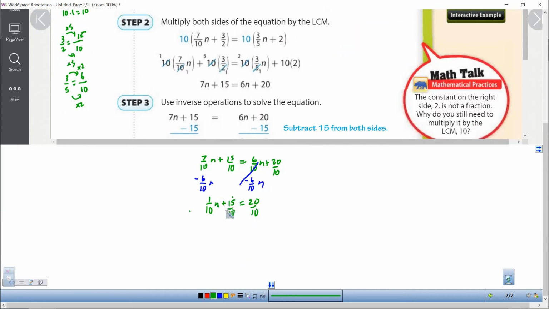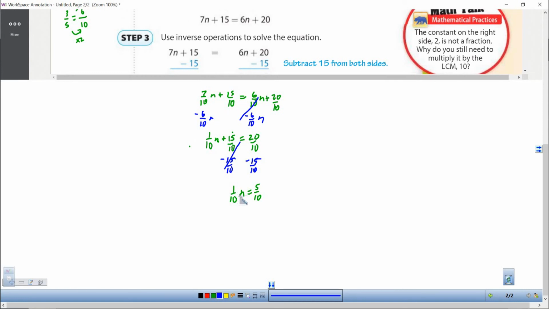And then what would I do? Okay, well, now I have a two-step equation. So now I'm going to subtract 15/10 from both sides. That cancels, and I get 1/10 n equals, well, 20/10 minus 15/10 is going to be 5/10. All right, but my goal is to get the n by itself. What is the opposite of multiplying by 1/10? It's dividing by 1/10, right? So I divide both sides by 1/10.